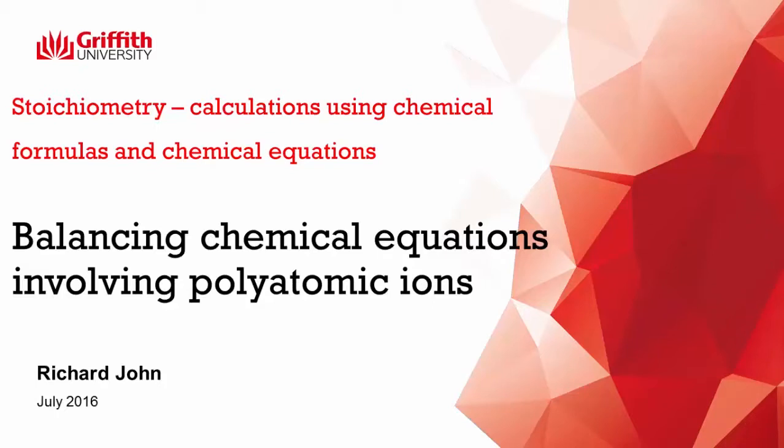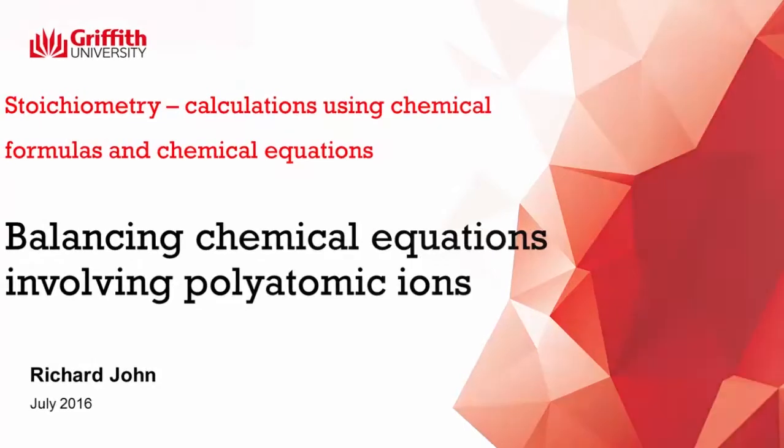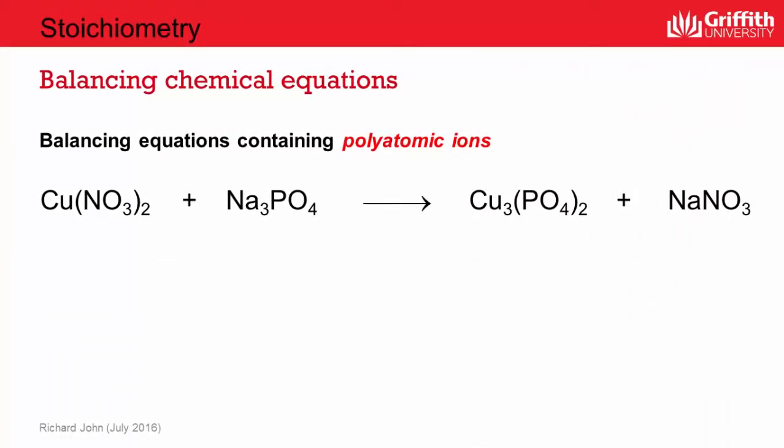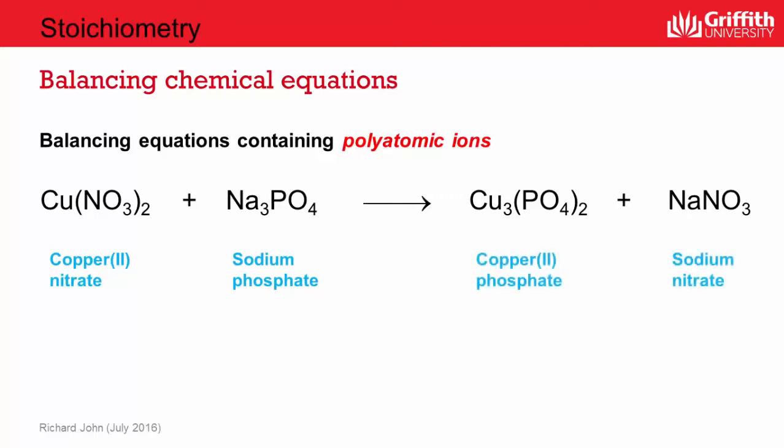In this video, we're going to look at balancing chemical equations that involve polyatomic ions. And the particular chemical reaction that we're going to look at is this one here, which is a reaction between copper(II) nitrate and sodium phosphate, and the products produced, copper(II) phosphate and sodium nitrate.